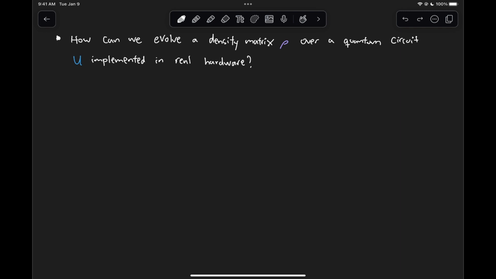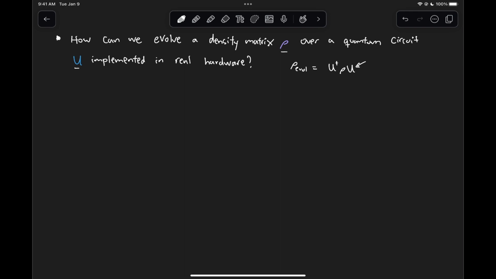I recently came across this question that I thought was interesting enough to make a video about. The question says, how can we evolve a density matrix ρ or a quantum circuit with a unitary U that has actually been implemented in real hardware? Mathematically, an evolved density matrix is given by U dagger ρ U. But if we're implementing this U in real quantum hardware, this is not going to be an exact unitary.